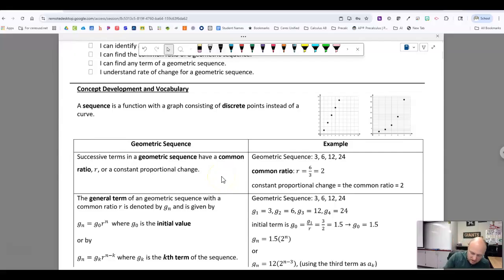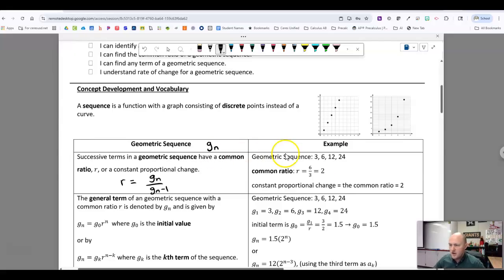A geometric sequence, often abbreviated as G sub n, will be a list, whatever your nth term is, that will have successive terms that have a common ratio R, or a constant proportional change. And so what you want to do in order to determine R is just take any term and you divide by the term before it.